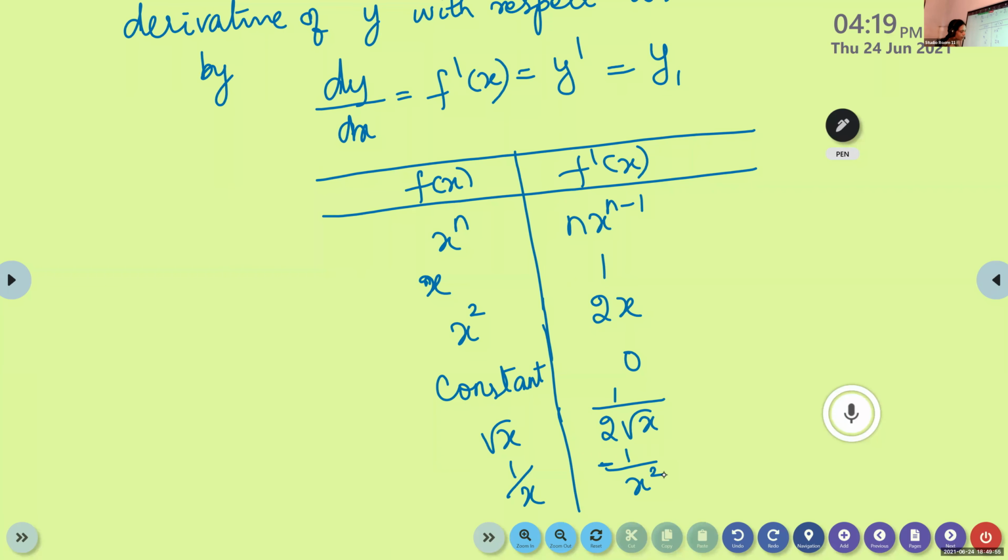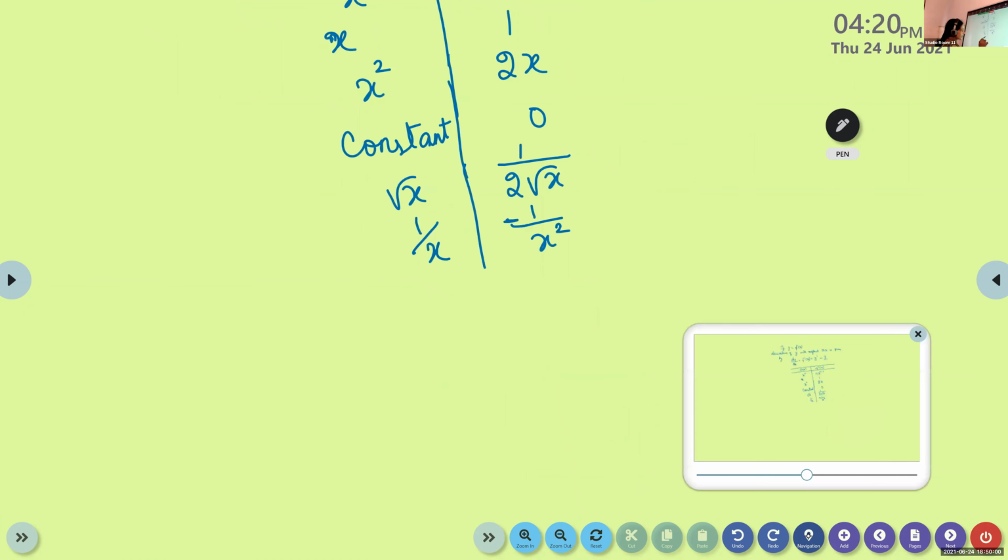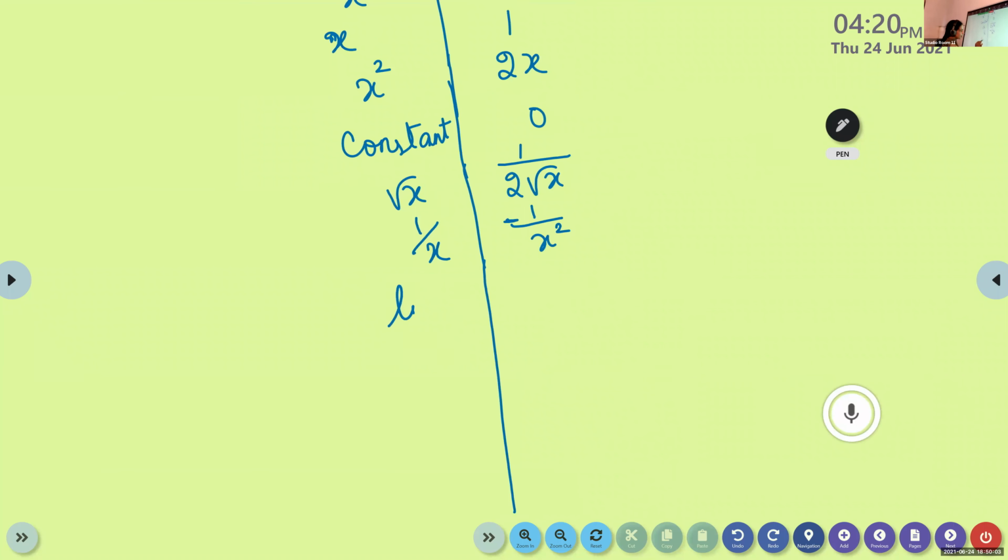Then we have learned about the derivative of logarithmic function. What is the derivative of log x? Derivative of log x is, what you have learned? Derivative of log x is 1 by x. Derivative of e raised to x is e raised to x. Derivative of e raised to minus x is minus e raised to minus x.